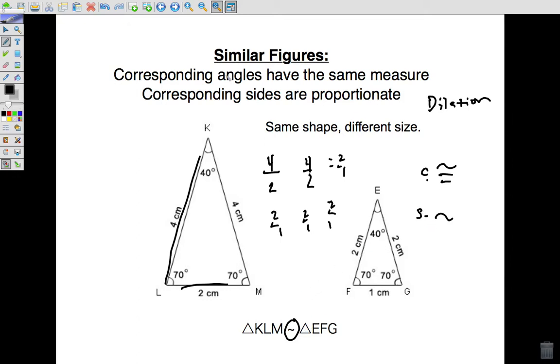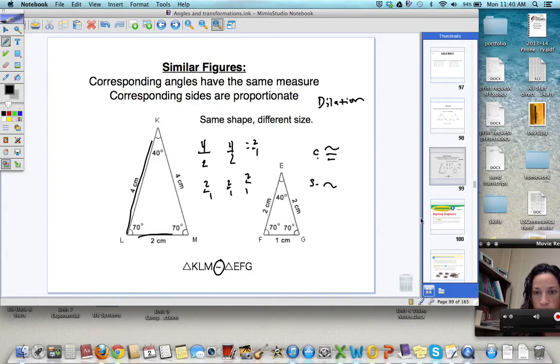So similar and congruent. Congruent is the same shape, same size. Similar is the same shape but a different size, all right? So now we're going to go to, let me get out of this so I can find what we're doing.